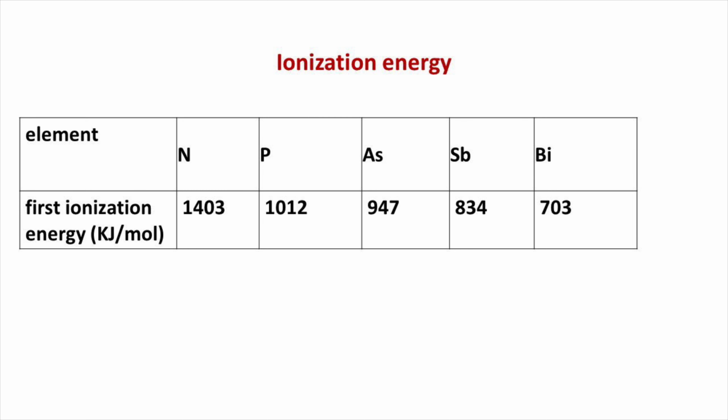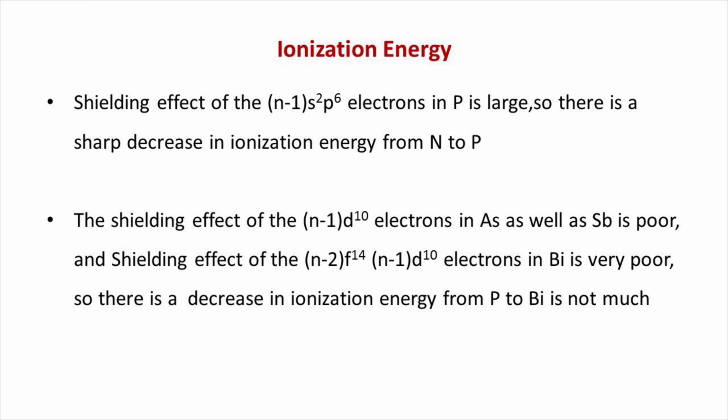Because of the presence of the highly stable ns2np3 electronic configuration with half-filled p orbitals and due to smaller size, the ionization energies of the group 15 elements are much greater than those of group 14 elements in the corresponding periods. The sharp decrease in ionization energy from nitrogen to phosphorus is due to appreciable increase in atomic size and the screening effect of the s and p electrons of the penultimate shell in phosphorus.